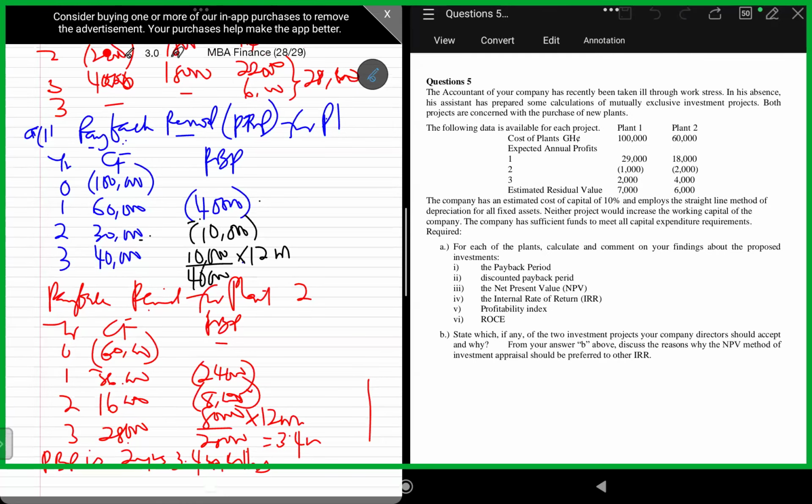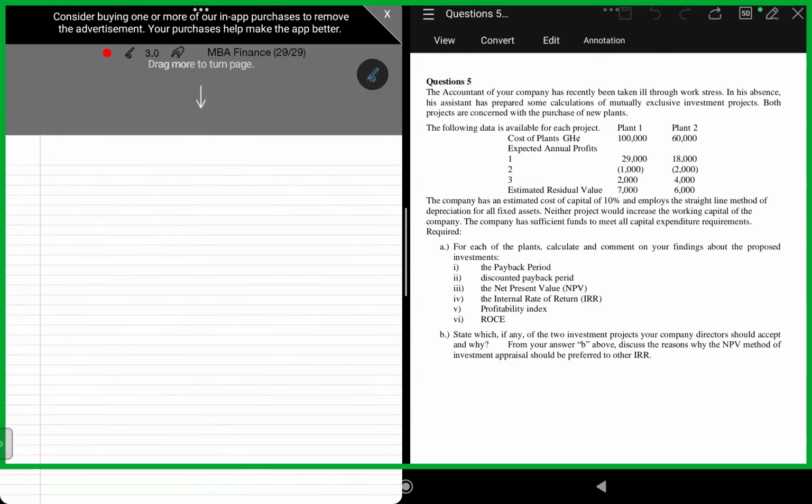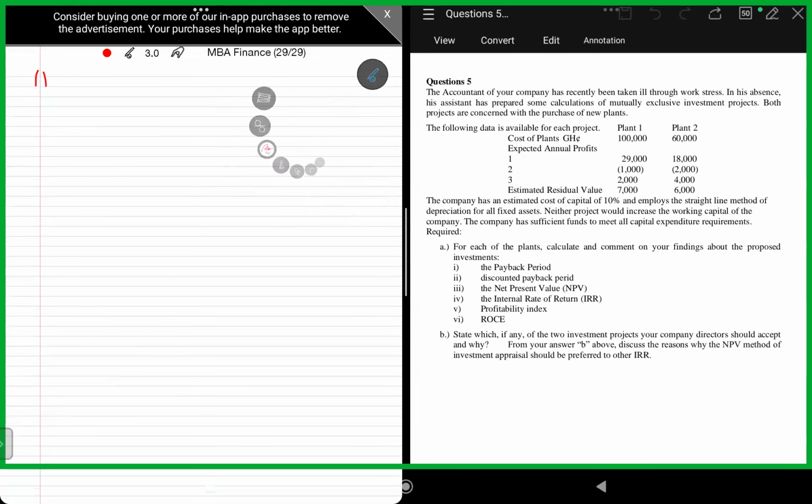Let's go with part two. Part two says what? Discounted payback period. So it's the same payback period, but this one has discounted. So you're going to make use of the discount factor. Discounted PBP, discounted payback period. I'm going to use a format where, let me see whether it's going to work. So I'm going to solve for plan 1.